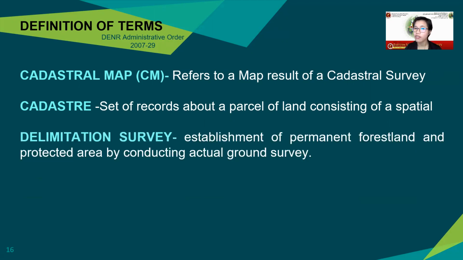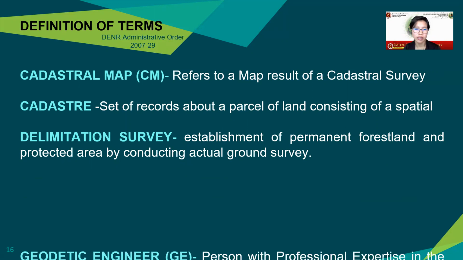Delimitation survey is the establishment of a permanent forest land and protected area by conducting an actual ground survey. For example, Tacloban City declared Northern Tacloban a natural park. What they did was survey on the ground and establish the boundaries of the natural park. Those are delimitation surveys.